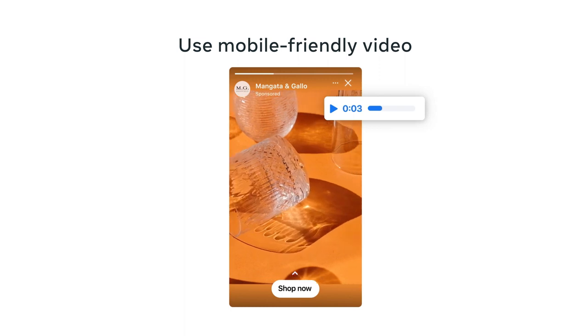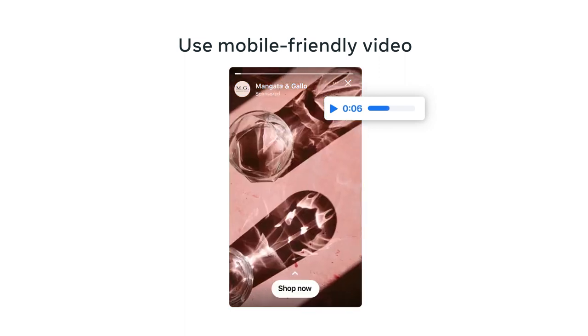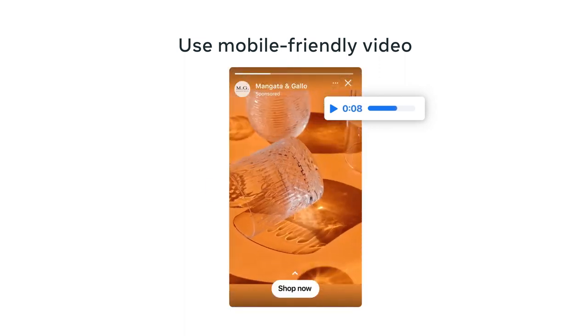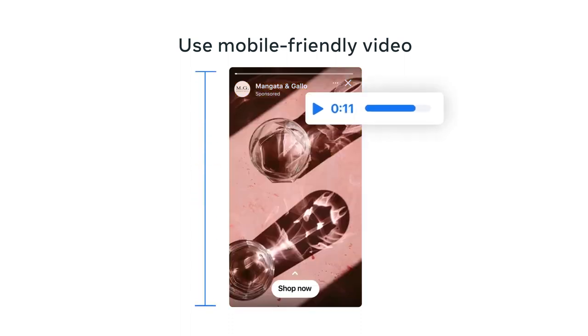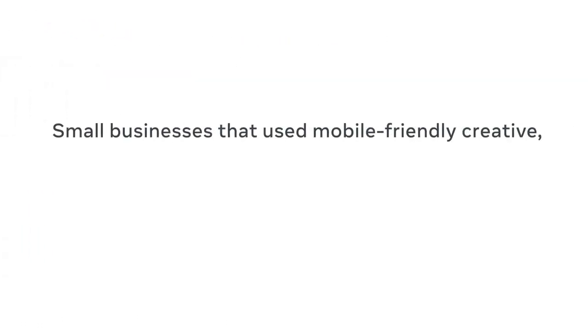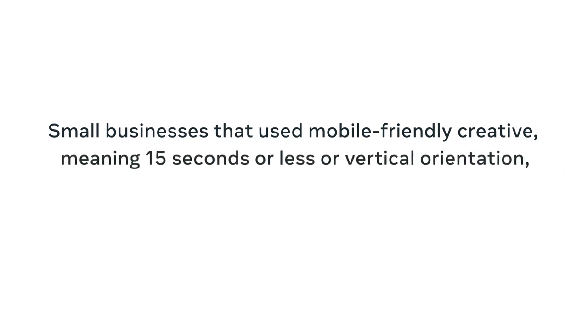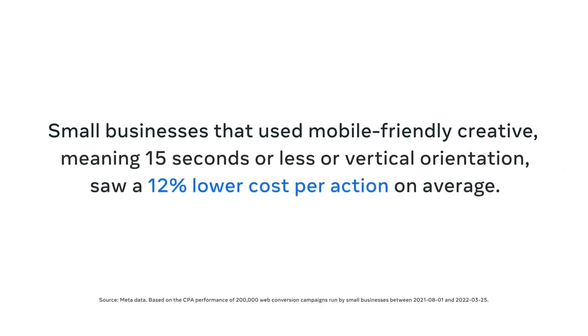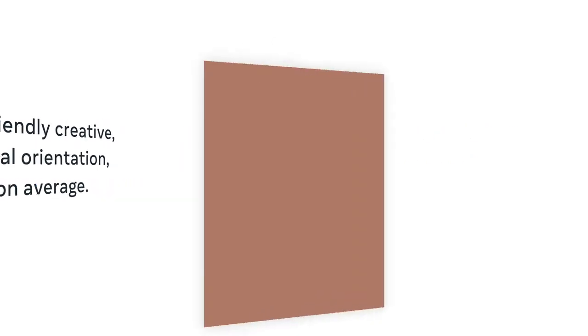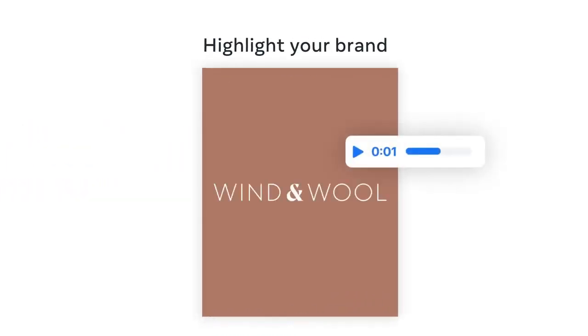Remember, use mobile-friendly video. Mobile-friendly videos are specifically made for where your audience spends most of their time, on their phones. They are vertical videos and are 15 seconds or less. Small businesses that used mobile-friendly creative, meaning 15 seconds or less, or vertical orientation, saw 12% lower cost per action on average.